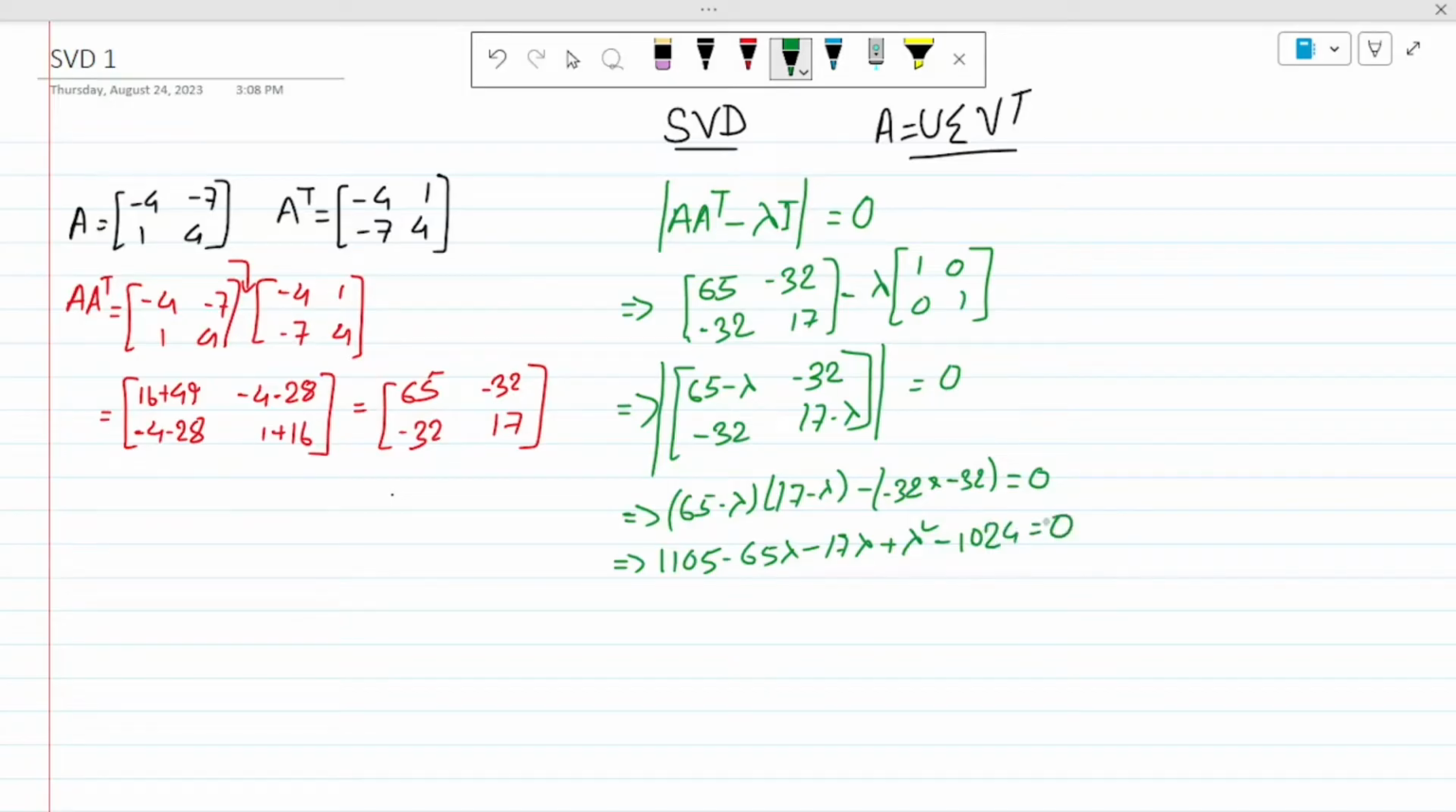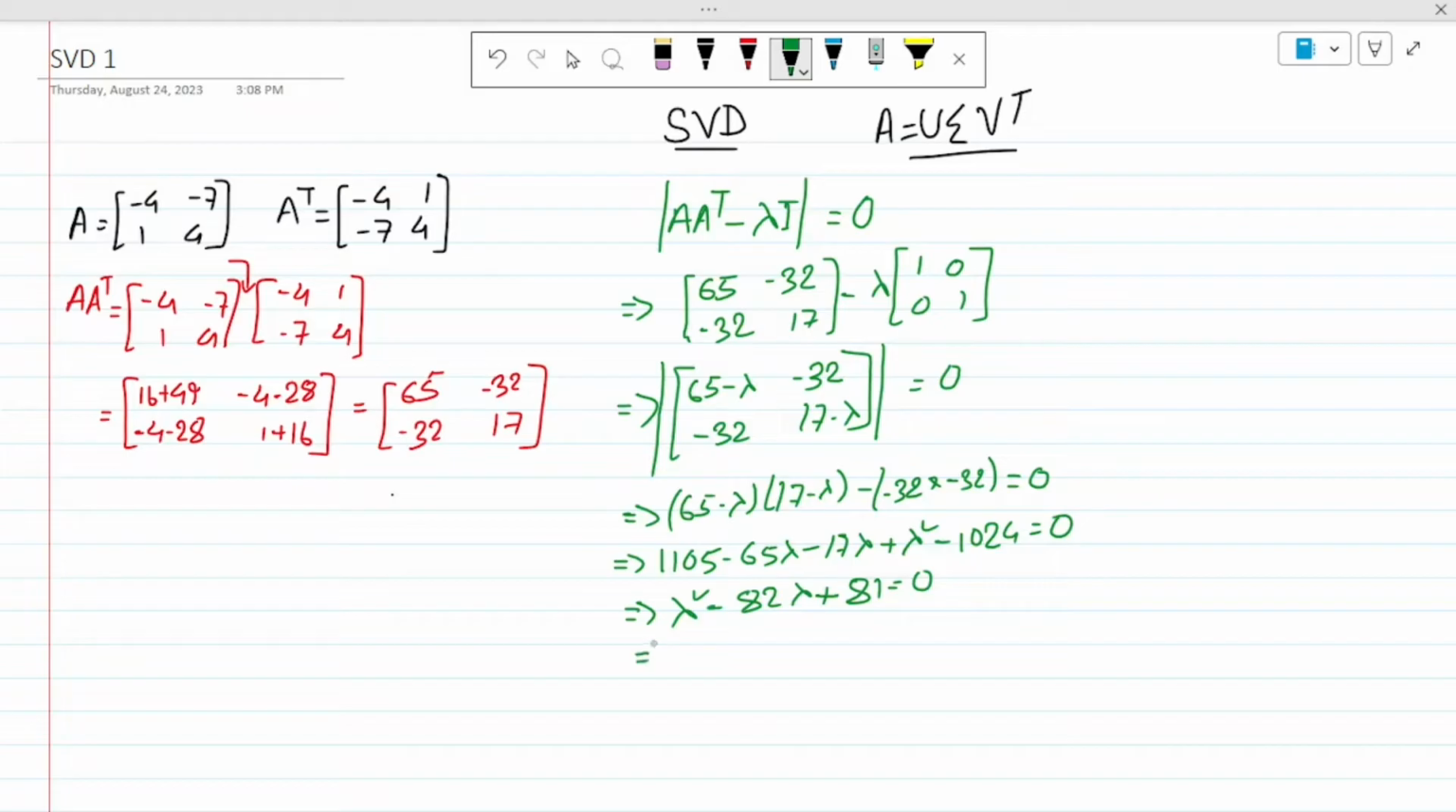1024, this equal to 0. So now if we simplify this equation, we get lambda square minus 82 lambda plus 1105 minus 1024 will be 81. This must be equal to 0.